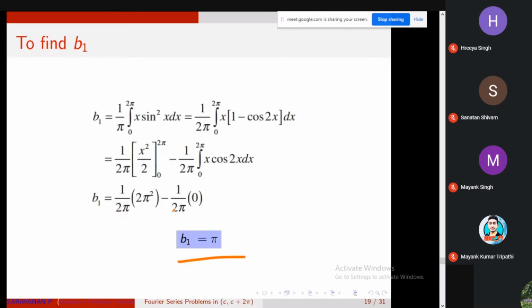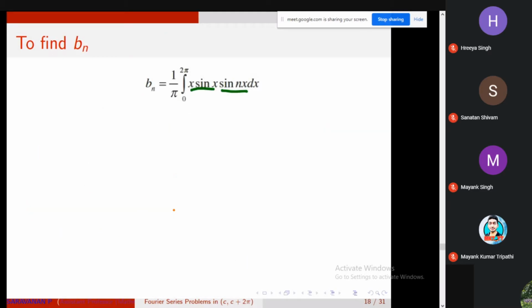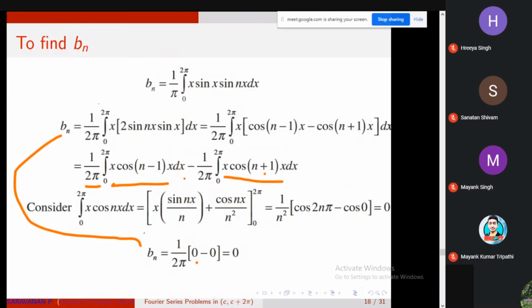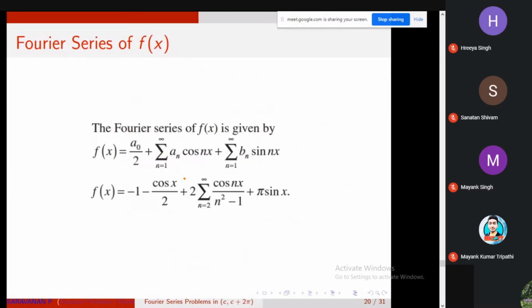What is the value of a1? a1 is minus 1 by 2. So if I substitute the value of a1, you will get minus 1 by 2 times cos x. Next, instead of 1, you vary the summation from 2, that is n starts from 2.